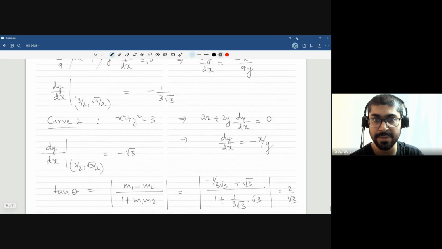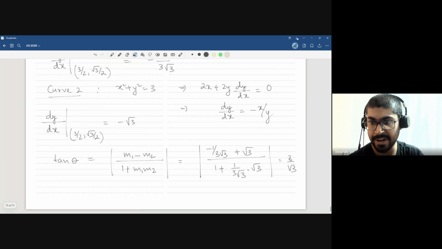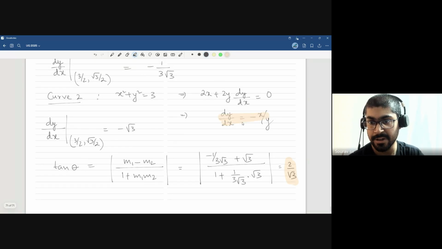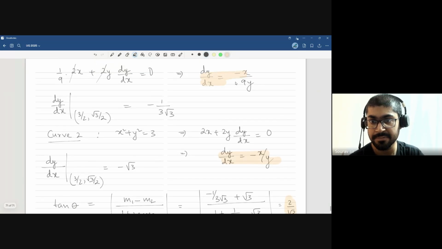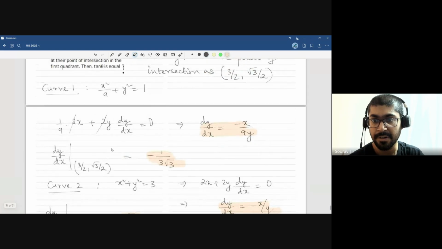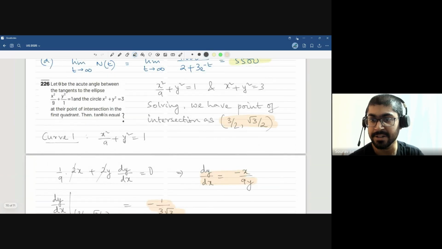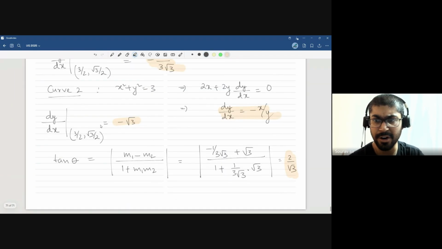Okay, that is the entire problem. So not very difficult, just you have to be patient. dy/dx you have to calculate for both of these, then you have to get these values, and first of all you have to get the point of intersection. So a lengthy problem, but not difficult in any sense.